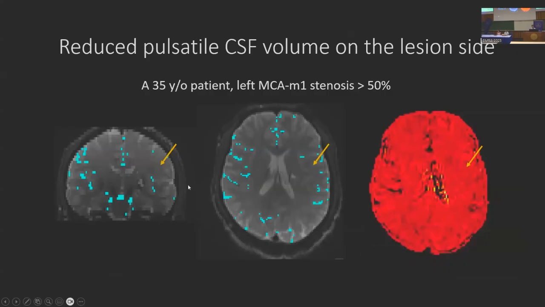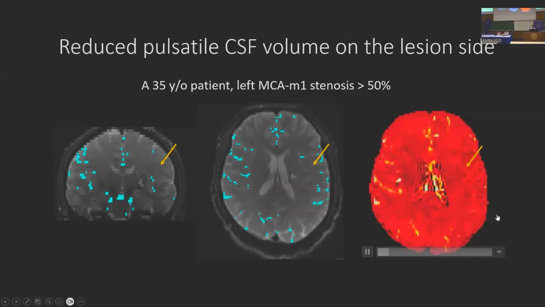Here is a case with a very young patient with left MCA-M1 stenosis of more than 50%. We can see the volume of the pulsatile CSF, shown in blue here, is reduced on the left side compared to the other side. Here is the dynamics showing it.